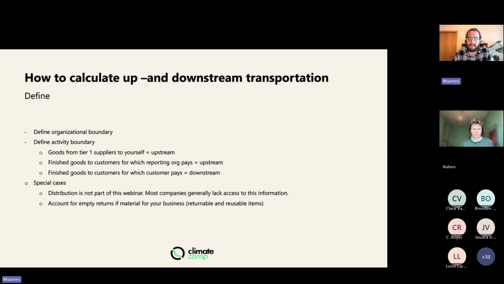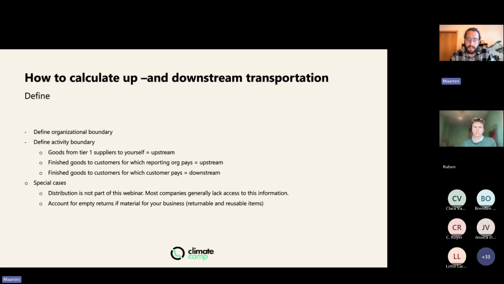The activity boundaries, what generally is being calculated, or what I would say is the basis of transportation calculations, is that you calculate for purchased goods from tier 1 suppliers to yourself, which is upstream, which I mentioned before. Finished goods to your customers, for which the reporting organization pays, so you yourself pay for it, which is also upstream. And finished goods to customers for which the customer pays, which is downstream transportation.